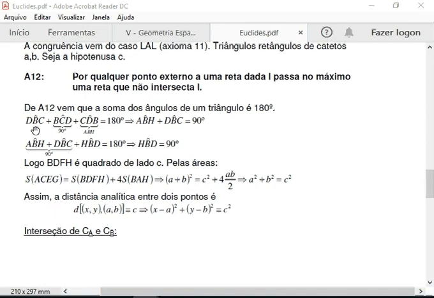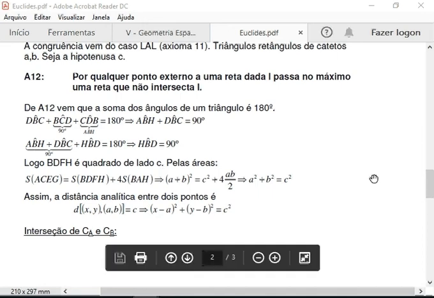Let's show. DBC plus BCD plus CDB is 180. Then ABH plus DBC is 90. BCD is 90. Well, ABD plus DBC plus HBD is 180. So HBD is 90 degrees. Therefore, BDFH is a square whose side is c.